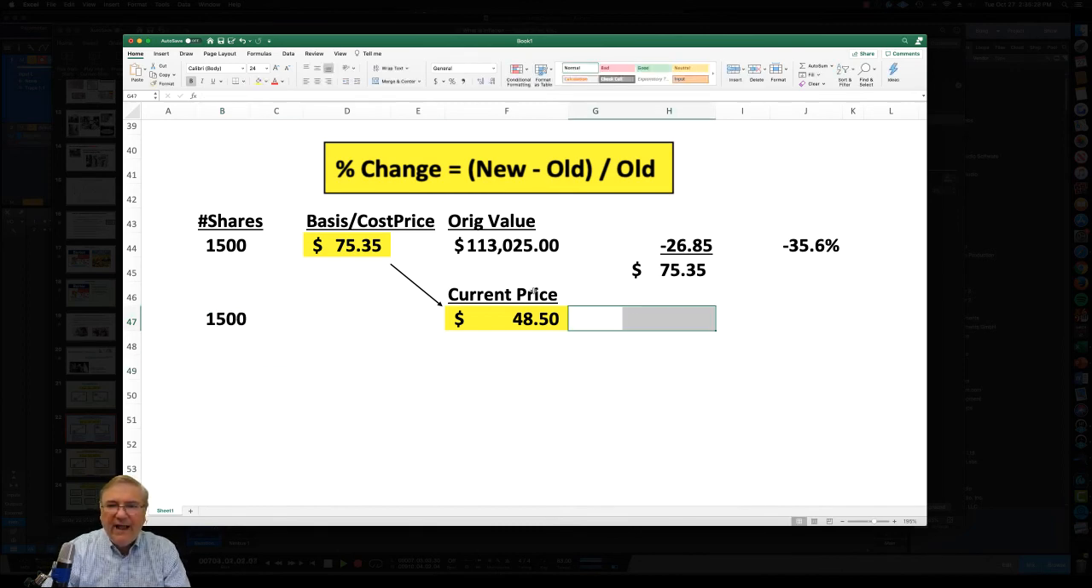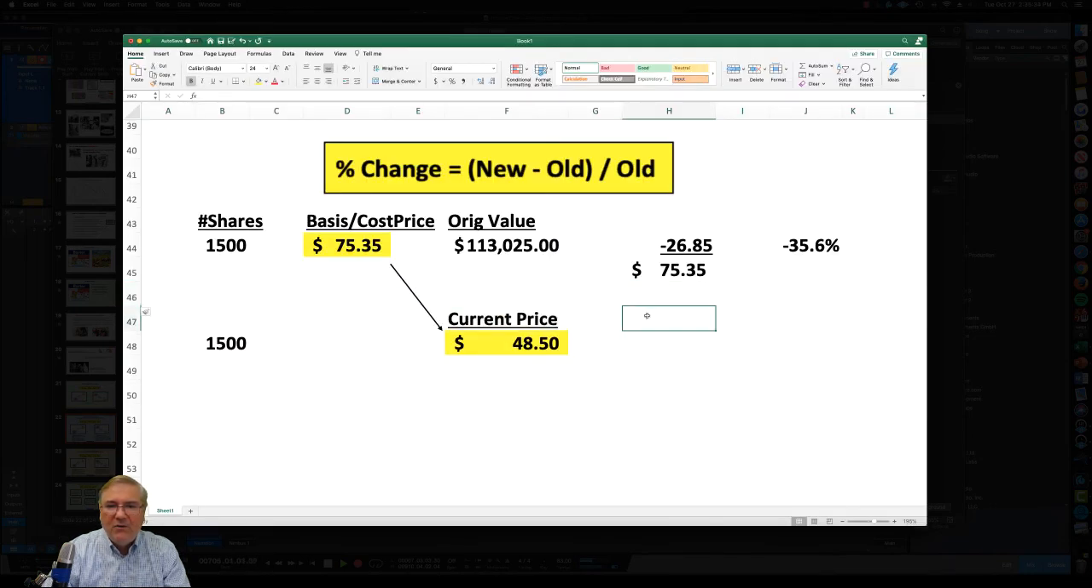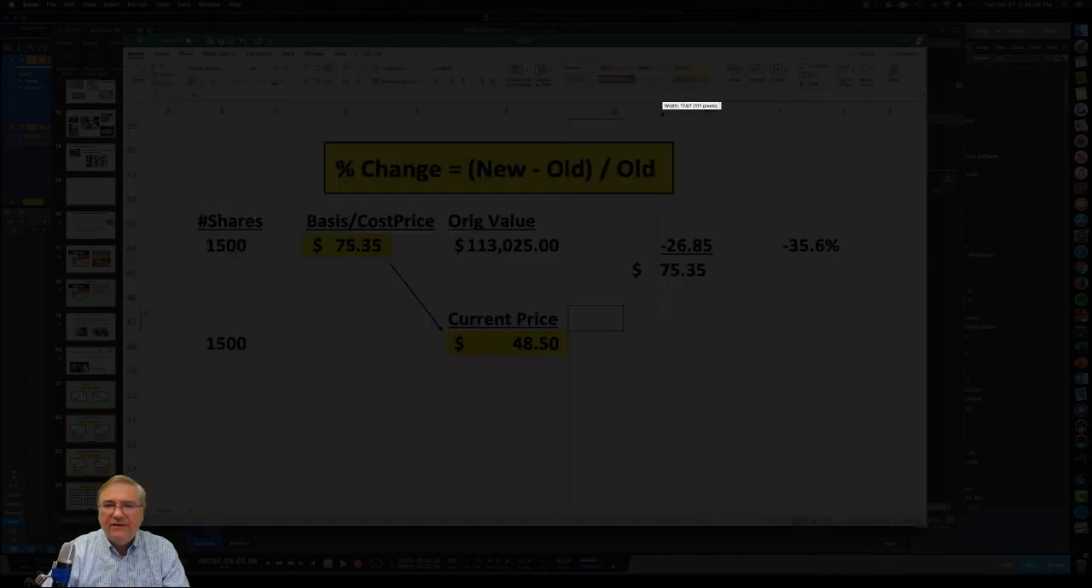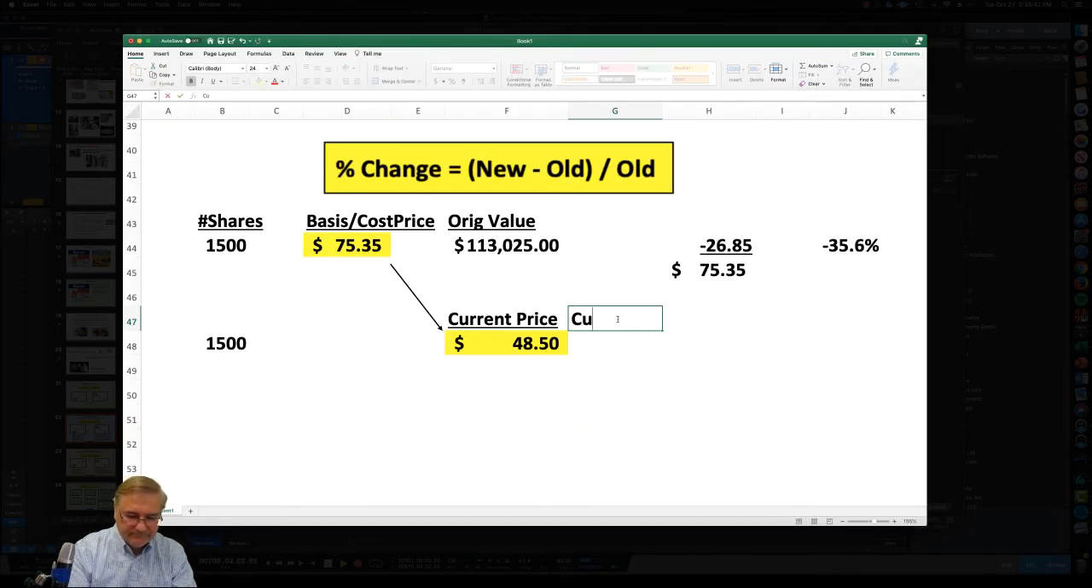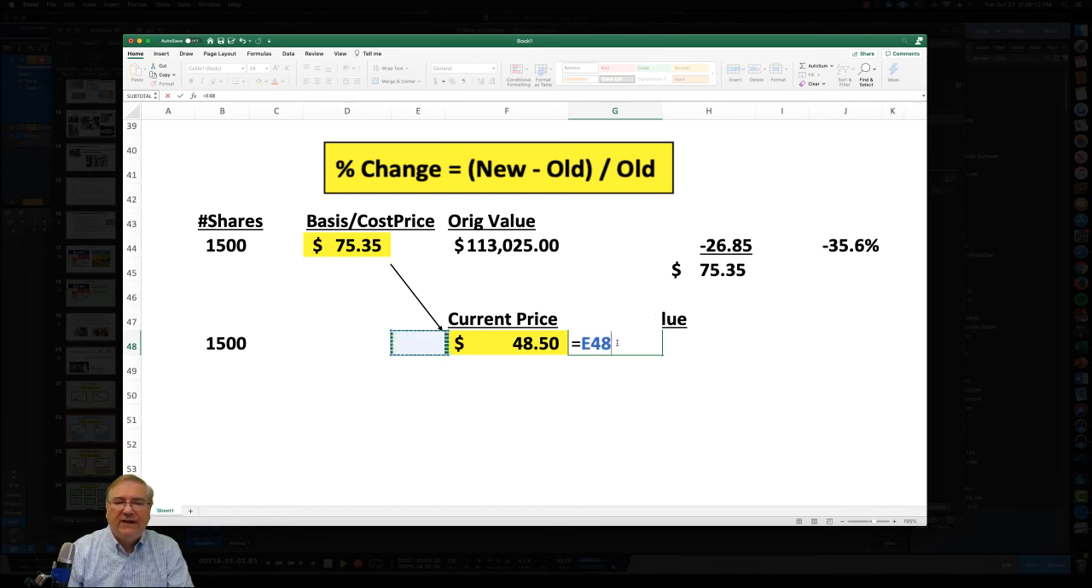So all he's got to do now, let me just insert a little space here so that you don't get confused. All we have to do now is calculate the current value. Let me stretch this out a little bit. Current value. The current value is just simply 1,500, the number of shares he owns, times the current price, because $48.50 is the price per share, and he owns 1,500 shares, so that's equals 1,500 times asterisk current price.